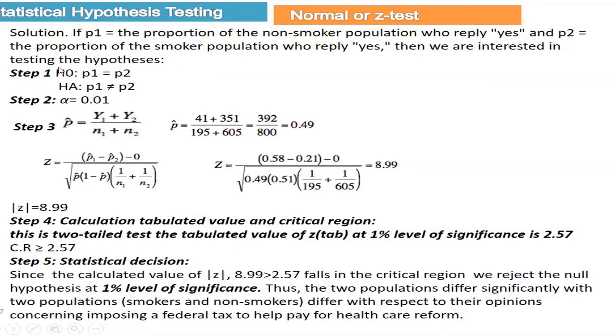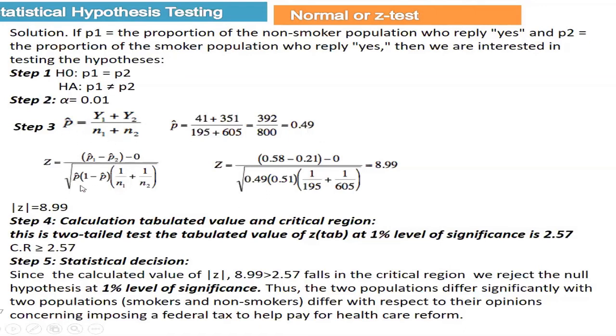And step 2, we know the level of significance. It is already given, 1% level, 0.01. For the two sample proportion test, first of all, you have to find a pooled proportion, which is P cap, from the two samples. Y1 is the yes for the first sample who agree, and Y2 is the yes for the second sample, and N1 plus N2 are the sample sizes of the two groups. If you put in all the values, you will get the pooled proportion, which is 0.049.